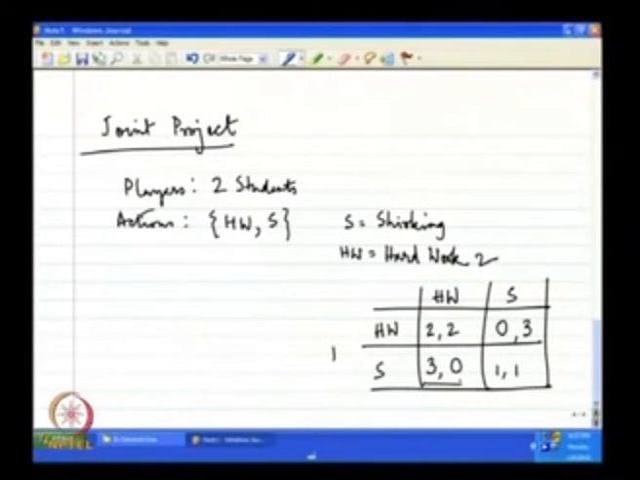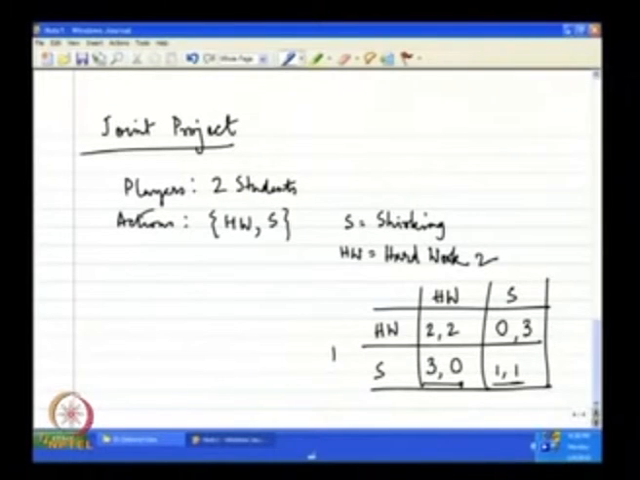Between this SHW and SS, the project quality is better in SHW. Here the project quality is better because at least one of them is working. But nonetheless, player 2 is feeling cheated, that is why his payoff from this, which is 0, is less than his payoff from SS, where both of them are shirking and the project quality is poor.